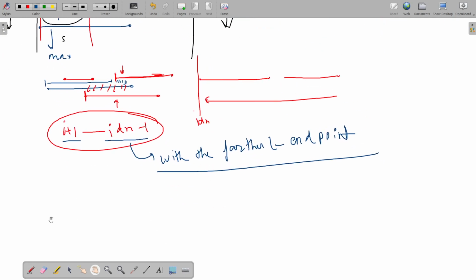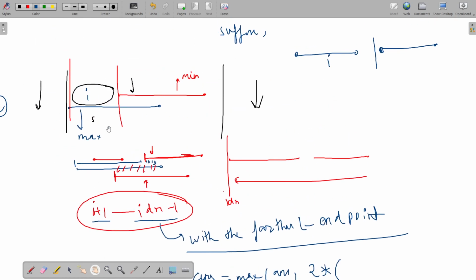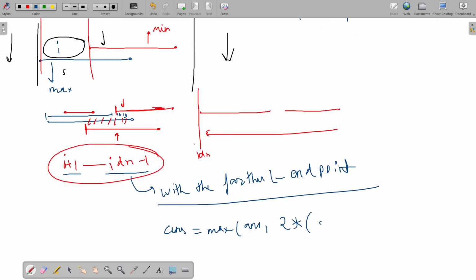And then our answer will be max of answer, comma, 2 times. 2 times will always be there because you will increase and the other guy will decrease. So the difference is increasing by 2 every time. And whatever is this empty space, it would be segment of k dot ff minus segment of I dot ff. Yeah, this will be the thing.